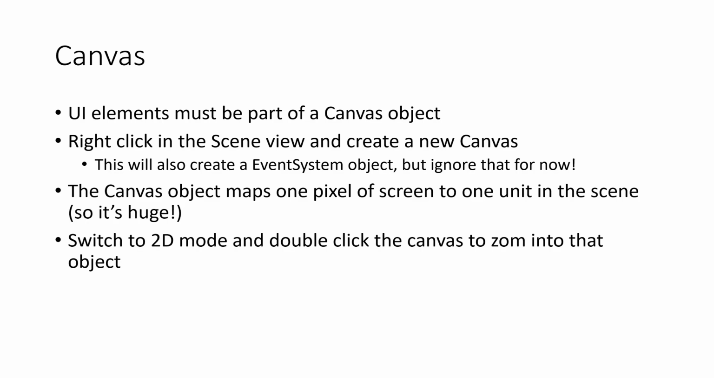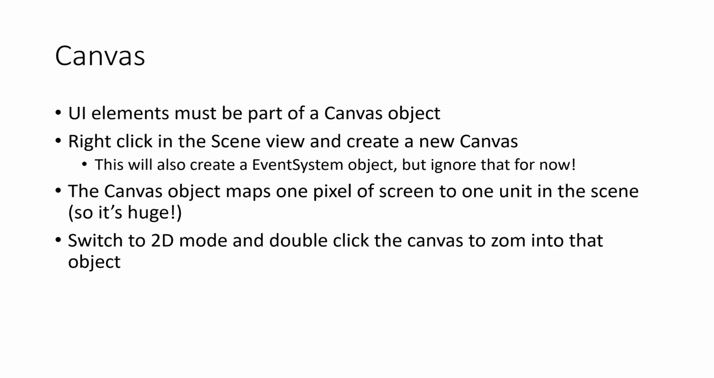To create a new canvas object, very simple. You right click, create new canvas, and it'll make a new canvas for you. This is also going to create an event system object, which is going to be used for handling clicks and things on the GUI. But don't worry about that for now. We're going to talk about that later.